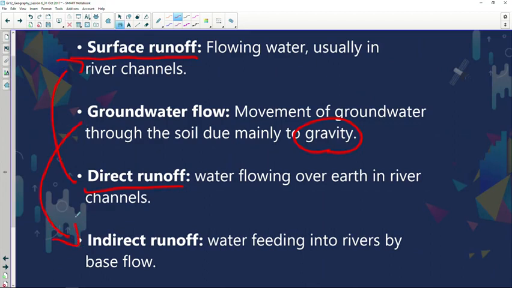Indirect runoff is when it's base flow. Now base flow means underground and back to our oceans. So please don't get confused between the following terms when they ask these questions in your examination paper.